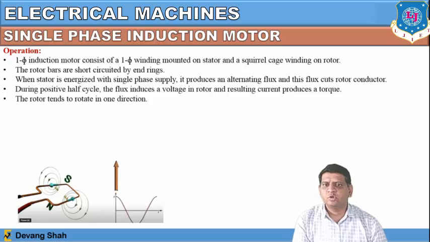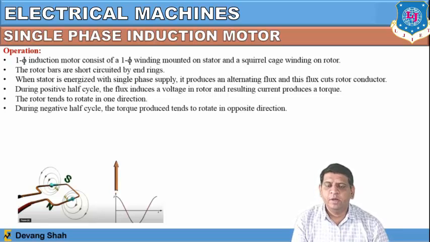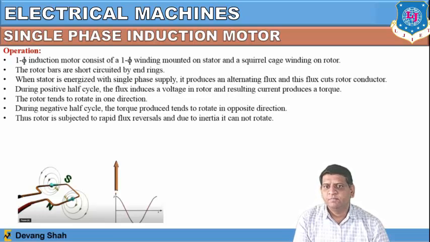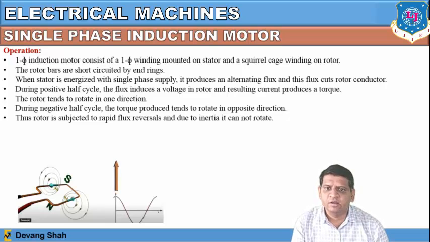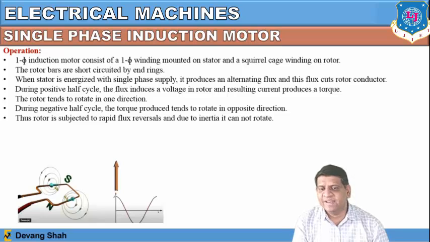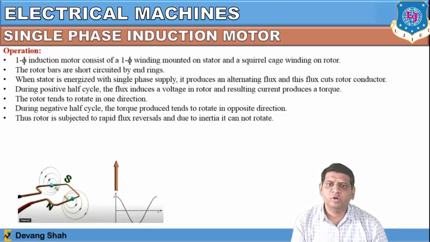So the rotor tends to rotate in one direction, but during the negative half cycle, the torque tends to rotate it in the opposite direction. Because of this, the rotor is subject to rapid flux reversal, and due to inertia it cannot rotate. Here, during the positive half cycle, the rotor will, let's say, rotate in a clockwise direction, but during the negative half cycle, the rotor will move in an anti-clockwise direction. So ultimately there is no movement of the rotor inside this single phase induction motor.